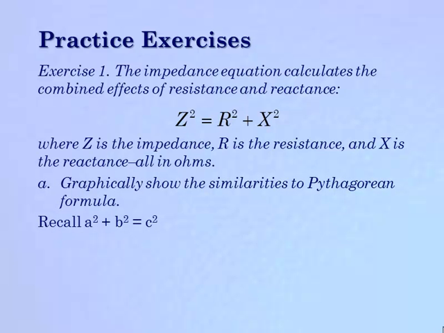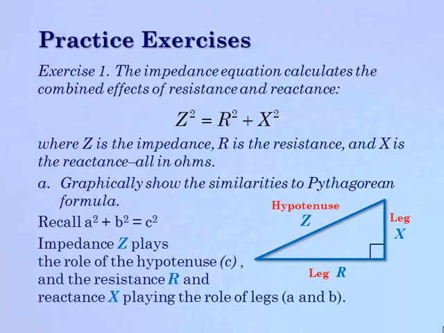Recall the right triangle in the Pythagorean theorem has a squared plus b squared equals c squared. Or we can turn that around so that it looks like our problem, c squared equals a squared plus b squared. In which case the hypotenuse is played by the impedance, and the two legs are played by the role of the resistance R and the reactance X.